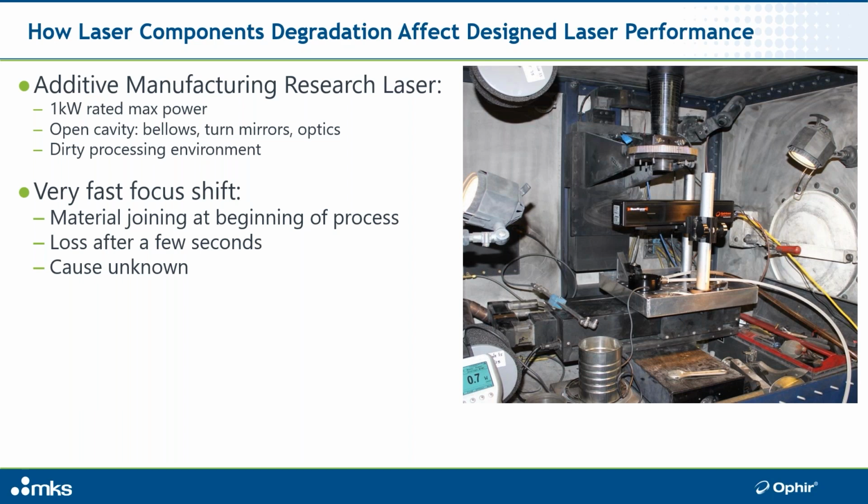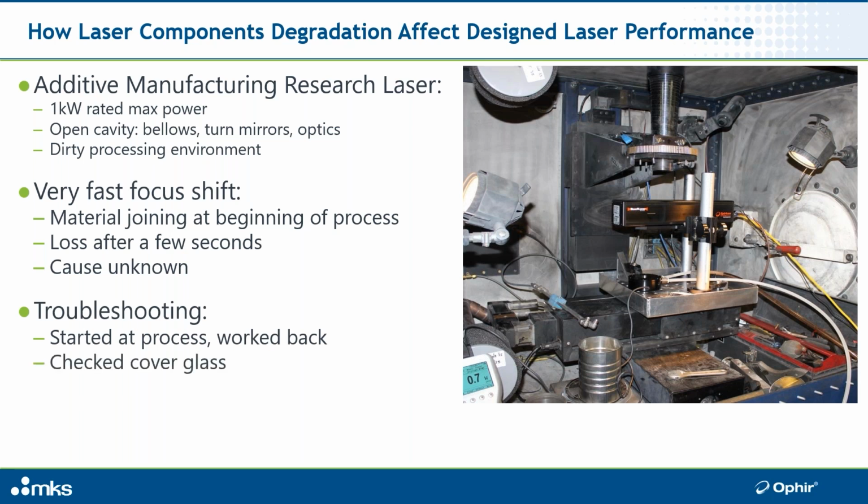The symptom that was exhibited was they would start off well at the beginning of a layer, and then by the end of the layer they were losing joining. It's just a very inefficient system. We suspected some kind of focus shift, but we didn't really know for sure without measuring it. They had a loss after just a few seconds. So the troubleshooting started by analyzing the beam at the process, and then we worked backward toward the laser source.